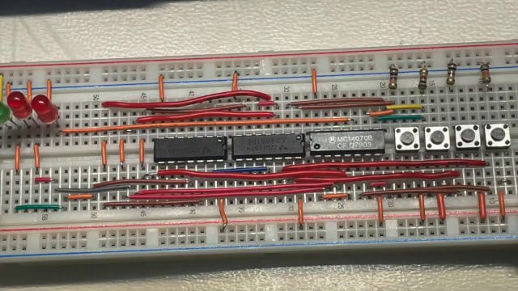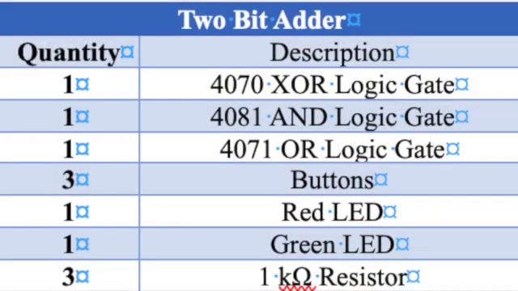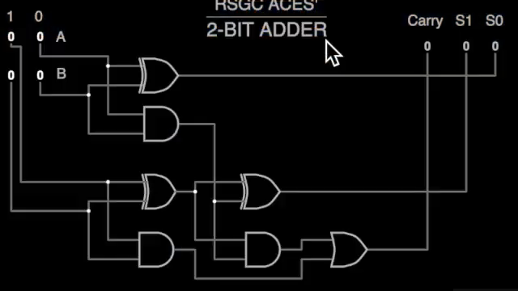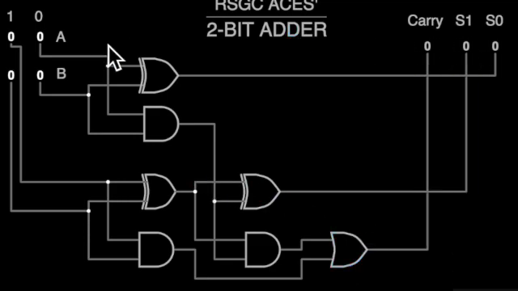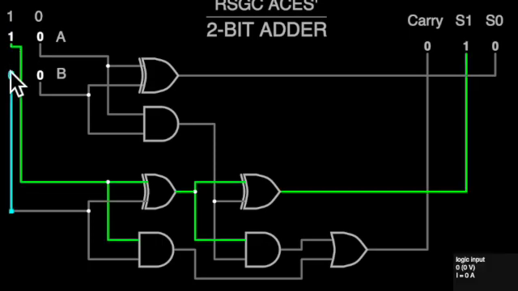Finally, for the 2-bit adder, all the parts on this table will be used. This is the 2-bit adder. It's essentially just a half adder here along with the full adder here. These two outputs are the outputs of the full adder. These two are both worth 2 each, and these two are worth 1 each.